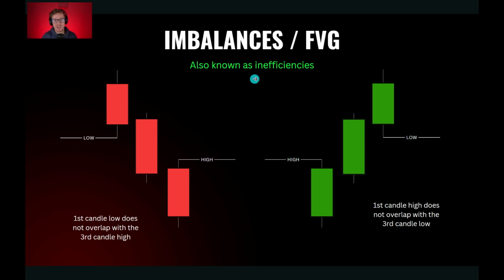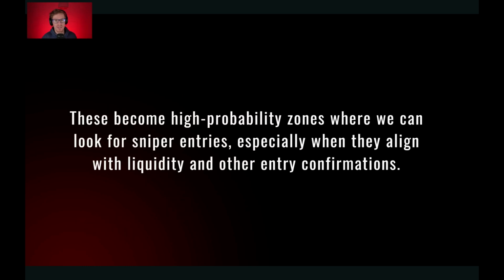What it does is it creates inefficient price action, which means price always wants to come back to that area to rebalance it. These become high probability zones where we can look for sniper entries, especially when they align with liquidity and other entry confirmations.